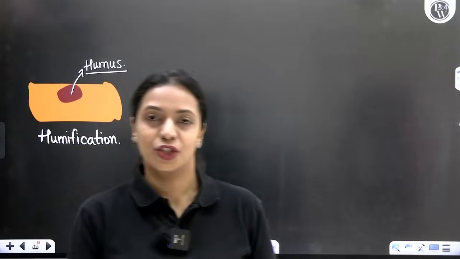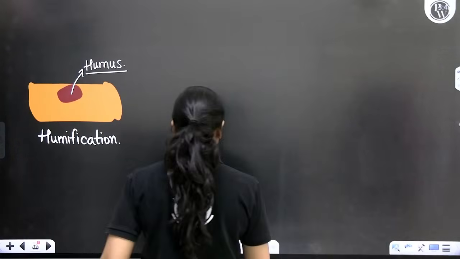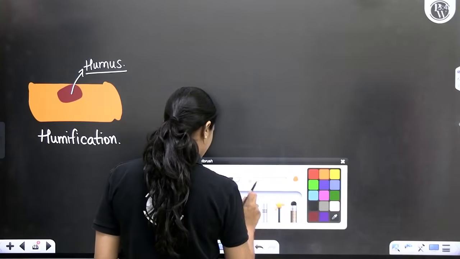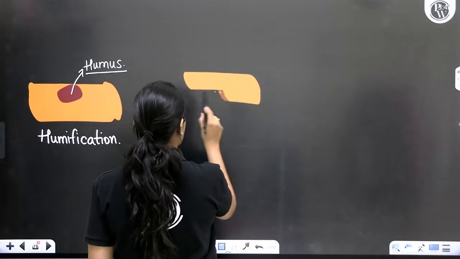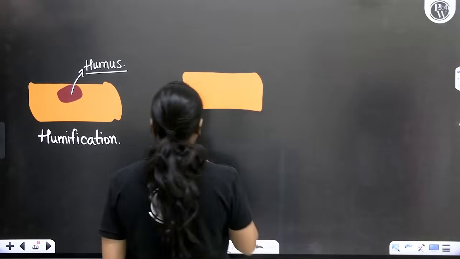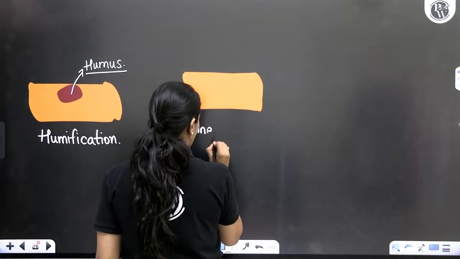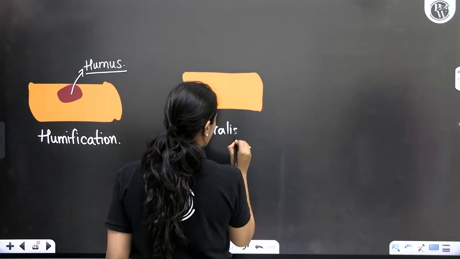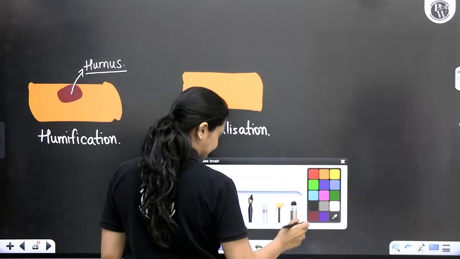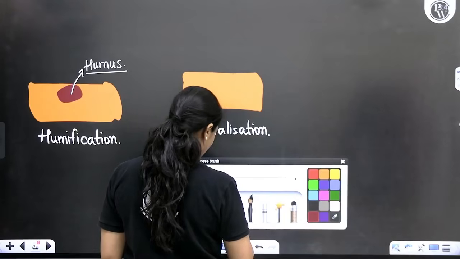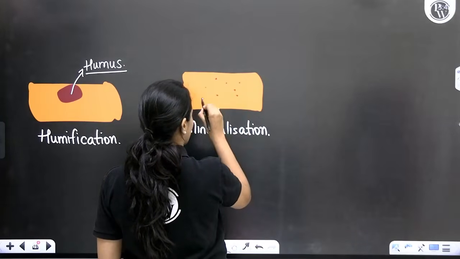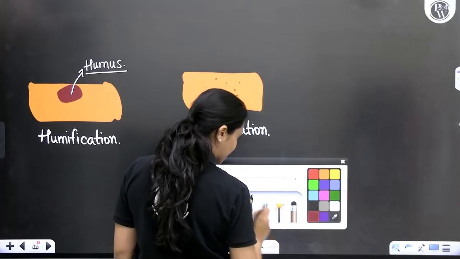Next, eventually, this humus also will get degraded with the help of microbes and its enzymes. And that last step is called mineralization. In mineralization, whatever organic matter is present in the humus will get degraded and form inorganic molecules. It will form inorganic mineral nutrients.